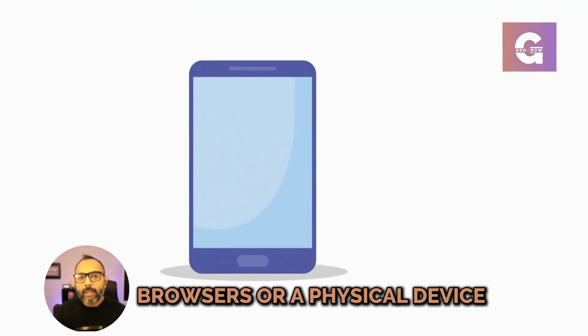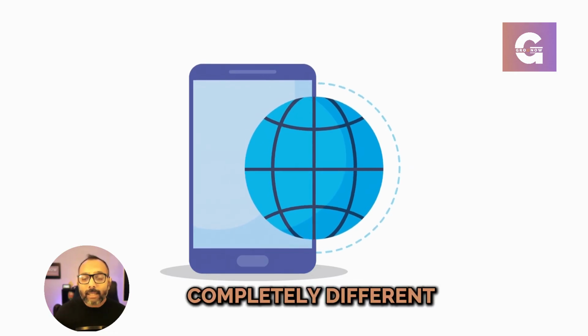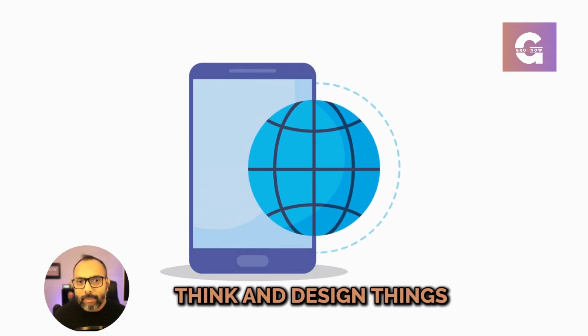I almost feel like, with all the new meta classes and things coming out, you don't even need browsers or a physical device like an app. The way we interact is going to be completely different. It's happening as we speak. And I think the way we think and design things, we need to catch up, else you'll be left out, isn't it? Absolutely, absolutely.